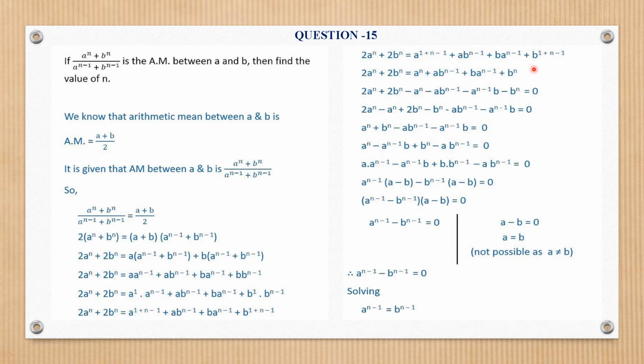Now bring all of them to one side so that we can reduce it. So it is 2a^n minus a^n, which gives you a^n. 2b^n minus b^n is b^n. Again, minus ab^(n-1) minus a^(n-1)b equal to 0. We are here with all these terms. Now what I will do is try to reduce this equation so that I am left with a condition or some ratio where I can get the value of n.